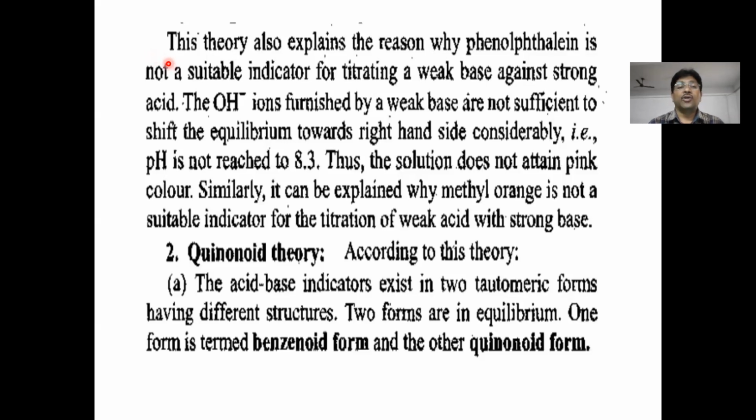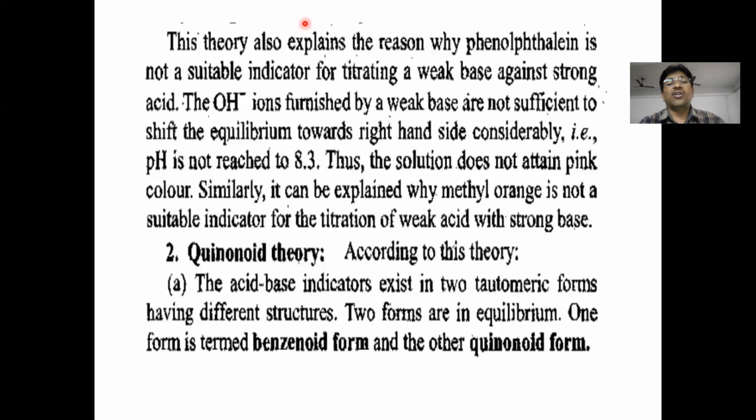And suppose we take strong acid versus strong base. Both are strong. In that case, any indicator can be used as a suitable indicator. No particular indicator there. Anything can be used. In which case? When strong acid interacts with what? Strong base. When titration of strong acid and strong base is taken, any indicator can be used.